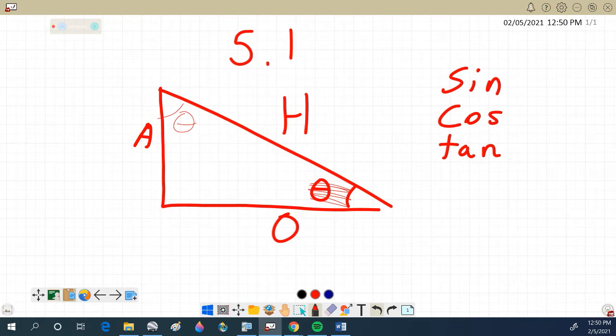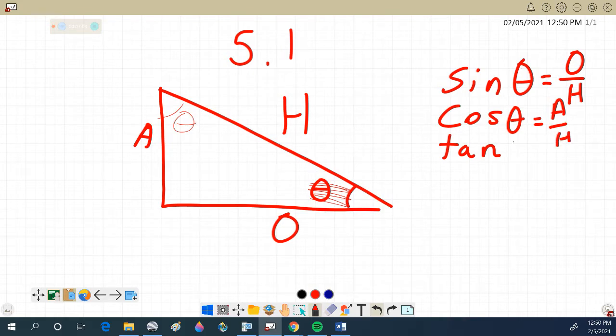So, here's what we do. The sine of theta is the opposite length divided by the hypotenuse, so O over H. The cosine of theta is A over H, and the tangent of theta is O over A.